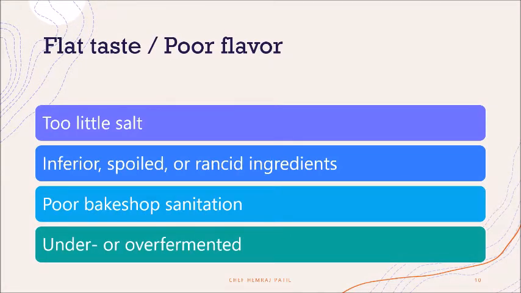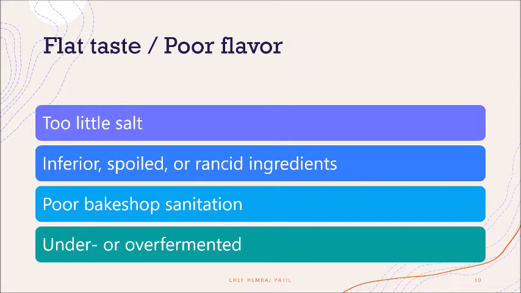So this is the third function of salt. Already we saw that it controls the growth of bacteria if it is added in enough quantity. If you add extra, it is going to hinder the growth of the yeast. And if it is not added in enough quantity, then your bread will not have a desirable taste.